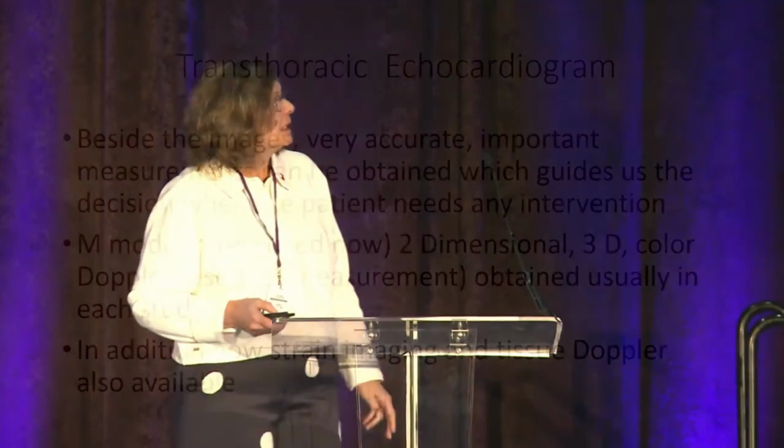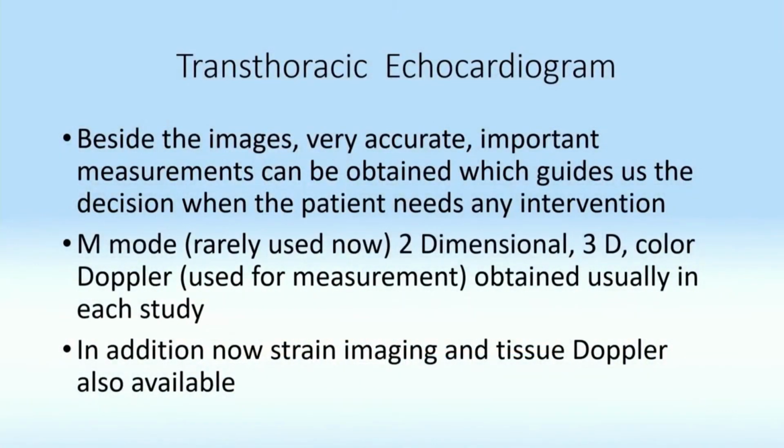So the transthoracic echocardiogram, besides the images, gives very accurate and very important measurements. And these measurements are the ones that we follow and monitor during the years. Each one that can be obtained guides us in the decision. This is what everybody looks at in the echo report. And these are based on physics, which is very useful, and it's called biophysics.